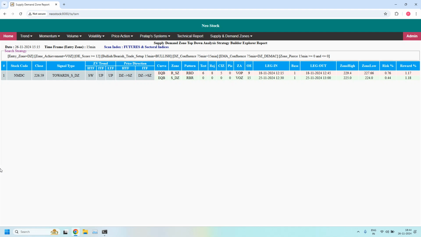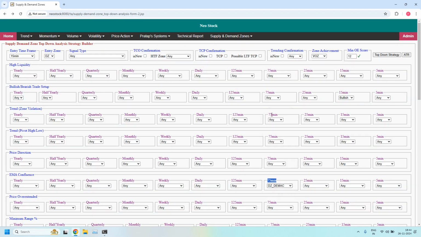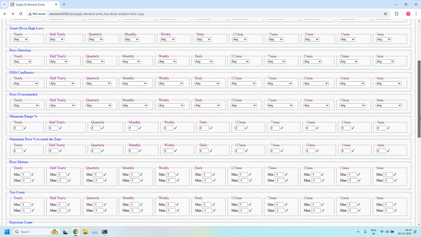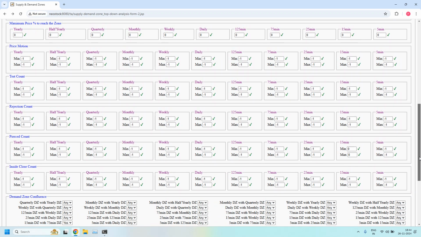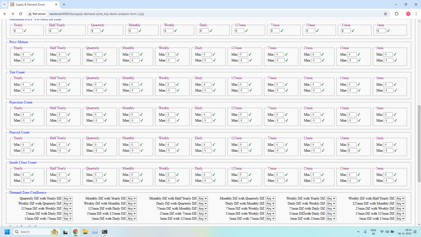Okay, next let us look for LTF, ITF, HTF demand zone confluence. I am removing the EMA filter. In the demand zone confluence, out of 3, the first filter is already enabled, that is 15 minutes demand zone with 75 minutes demand zone confluence. Next filter, 15 minutes demand zone with daily demand zone confluence. And 75 minutes demand zone with daily demand zone confluence.